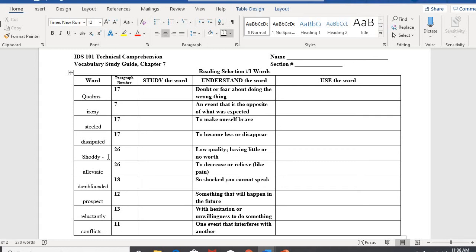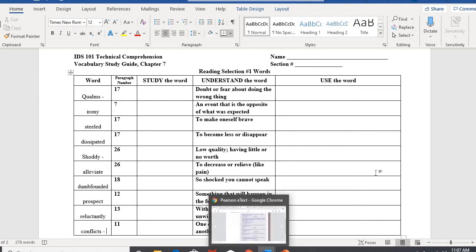Shoddy in paragraph 26 means low quality. I often use a cruder word to describe this word because that's what it means. Low quality, not having a lot of worth, maybe some shoddy carpentry. In this case she talks about a shoddy apartment, not very good quality. And then the word conflicts. It means when something interferes with something else. That could actually be two people getting into a conflict, or maybe you have two different things going on at the same time. They conflict in terms of time.